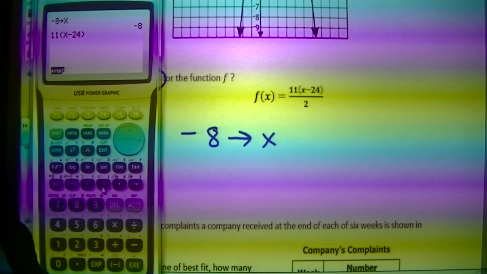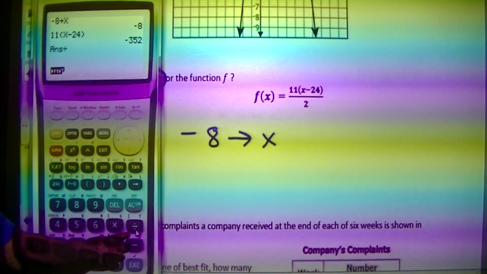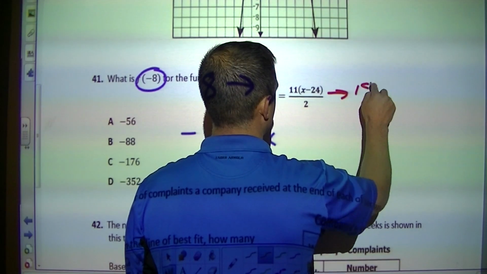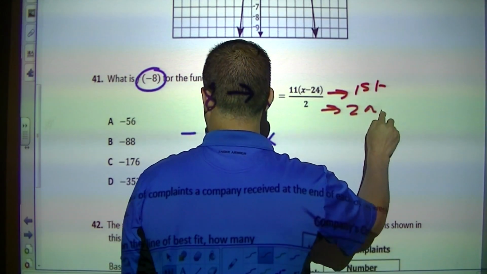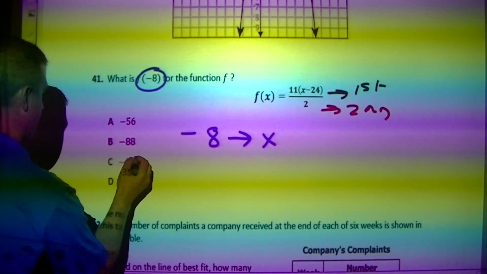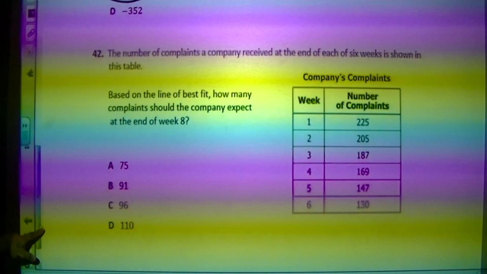Okay, I'm going to figure that part out first, and then I'm going to divide that by 2. So always figure out this top part first, bottom part second. And so that's why that answer, -176, is answer C. Okay. Moving on to 42.